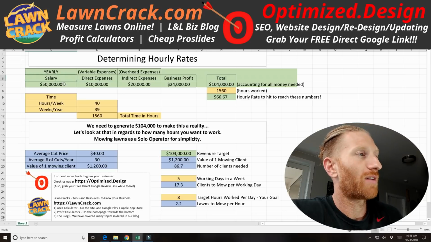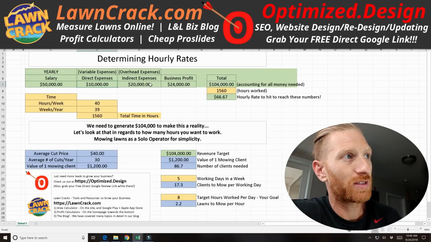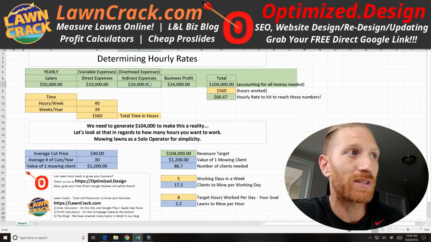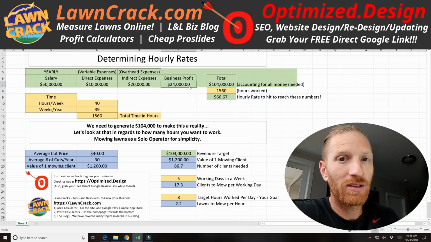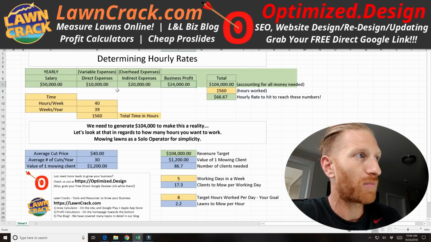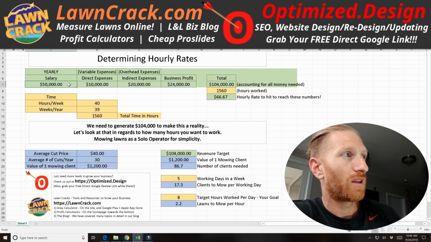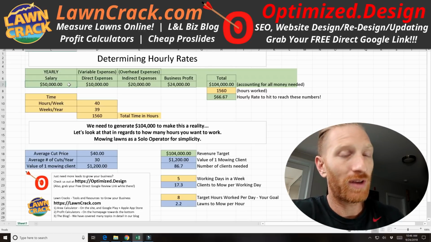So you have salary. We need to account for this number. We need to account for our direct expenses. We need to account for indirect expenses, and we need to profit. That is crucial. Don't forget your profit. You're in business to make money. This is the salary, $50,000. This is what you're paying yourself as the owner.